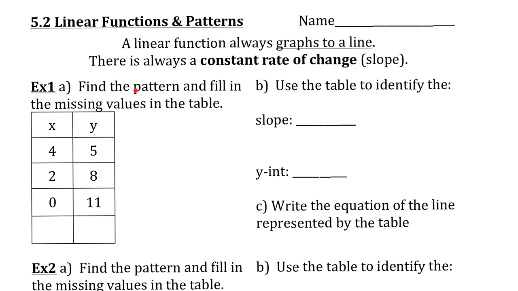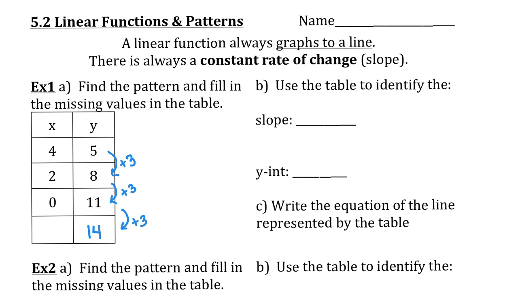Okay, so for example, 1.8 says find the pattern and fill in the missing values in the table. So I'm going to look at the y column to see at what rate they're increasing. If I go from 5 to 8, it's going up 3. 8 to 11 is going up 3. So if I went up 3 more and followed the pattern, this should be a 14.